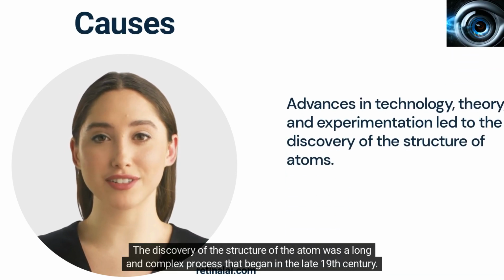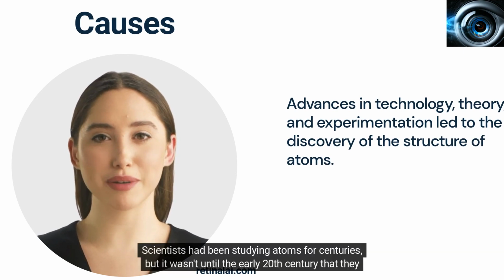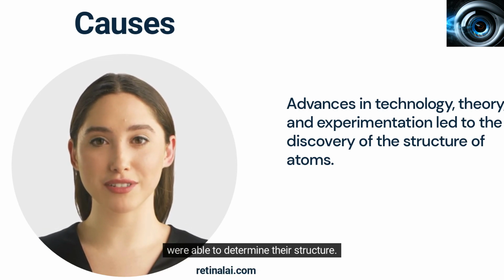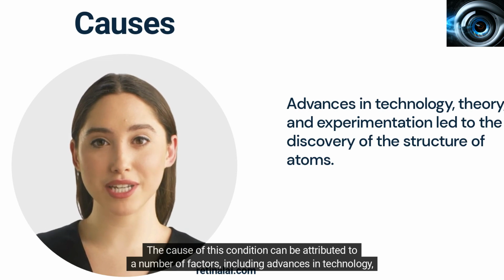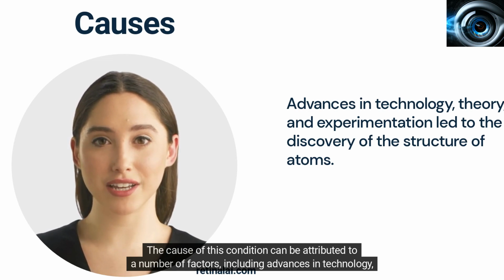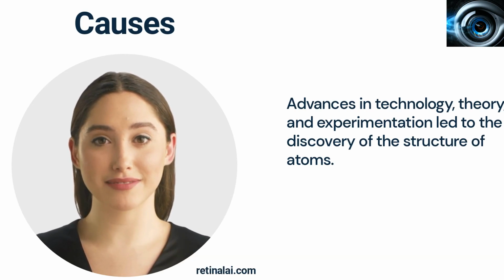The discovery of the structure of the atom was a long and complex process that began in the late 19th century. Scientists had been studying atoms for centuries, but it wasn't until the early 20th century that they were able to determine their structure. The cause of this condition can be attributed to a number of factors, including advances in technology, new theories about matter, and the development of new experimental techniques.